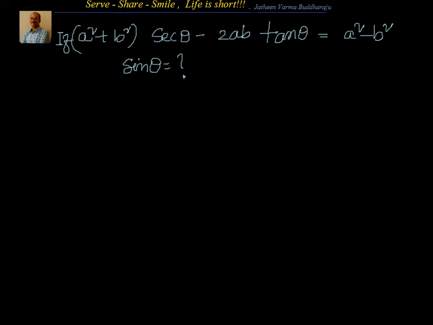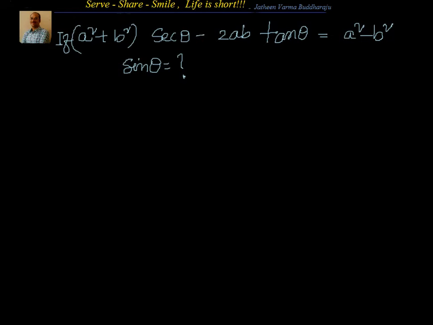Hello friends, welcome back. Let's look at this interesting example related to trigonometry, 10th grade syllabus. We have been given (a square plus b square) multiplied with secant theta minus 2ab tan theta equal to a square minus b square. We have to find out what is the value of sin theta.